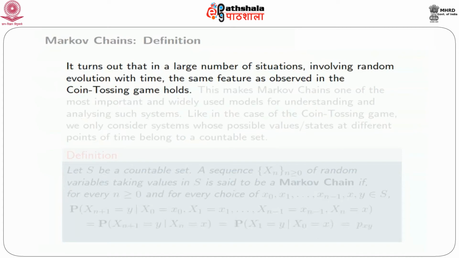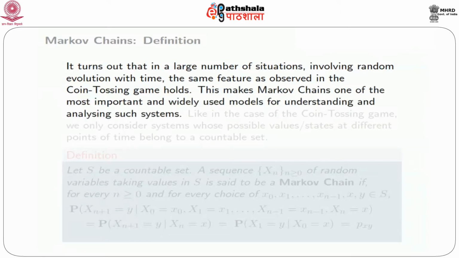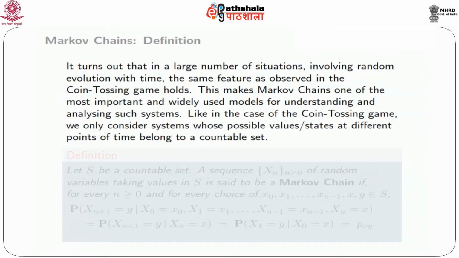Now, it turns out that in a large number of situations involving random evolution with time, the same feature as observed in the coin tossing game holds. And this makes Markov chains one of the most important and widely used models for understanding and analyzing such systems. Like in the case of the coin tossing game, we would only consider systems whose possible values, often called states, at different points of time lie in a countable set. Recall that in the case of the coin tossing game, the set of possible values were integers.